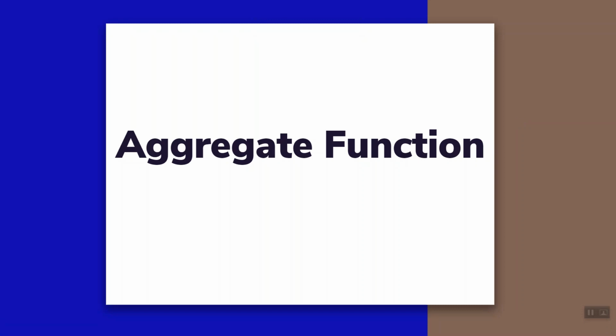SQL has many predefined functions, including aggregate functions. They are used to summarize the output. For example, if we want to sum a column, find the maximum value, or find the minimum value, we use these aggregate functions. Let's discuss these aggregate functions one by one.